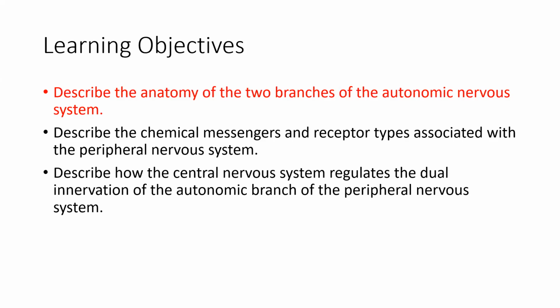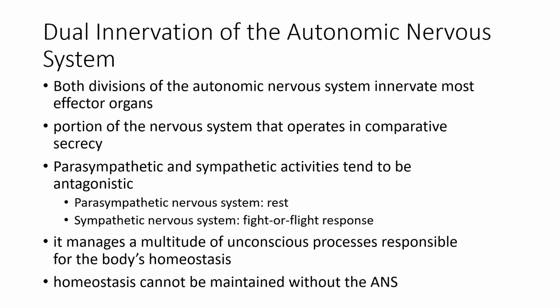Now when we think about the autonomic nervous system, there's a further division here. There's the sympathetic branch of the autonomic nervous system, and there's the parasympathetic branch. So we're going to spend today talking about the branches of the autonomic nervous system, the anatomy of the autonomic nervous system, and the functions of the autonomic nervous system.